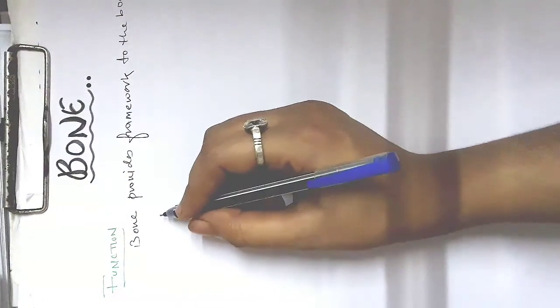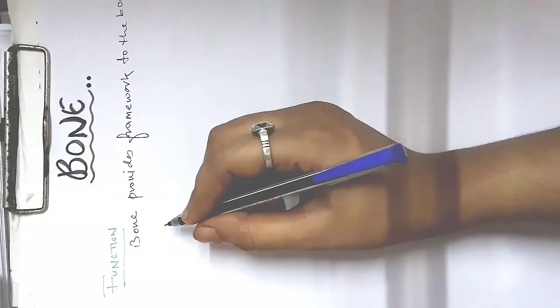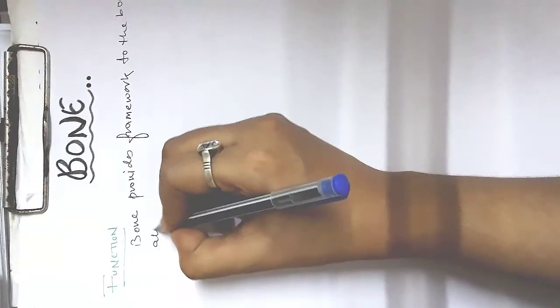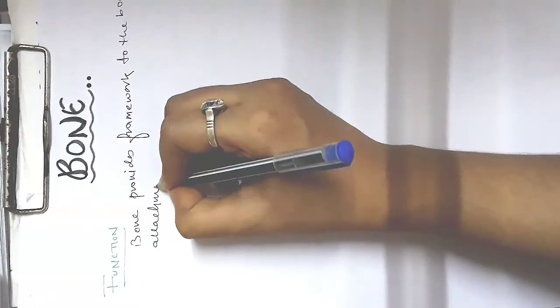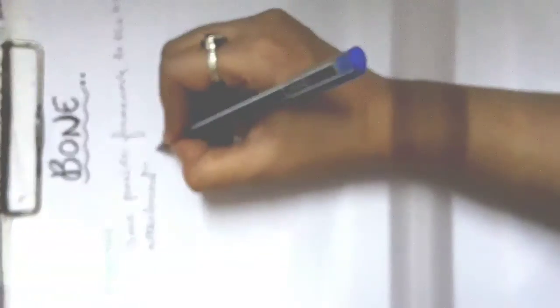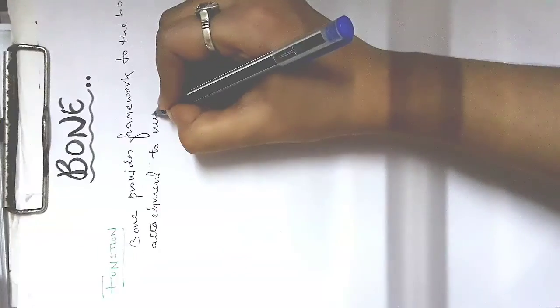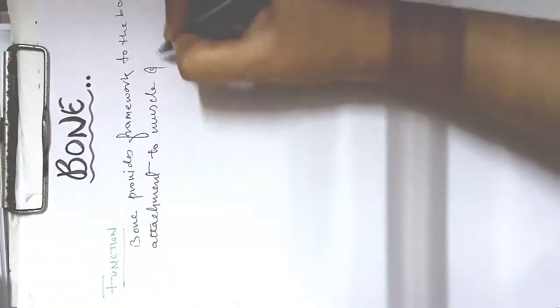And the second one is giving attachment to the muscles and tendons, and it also allows movement of the body as a whole and of the parts of the body.